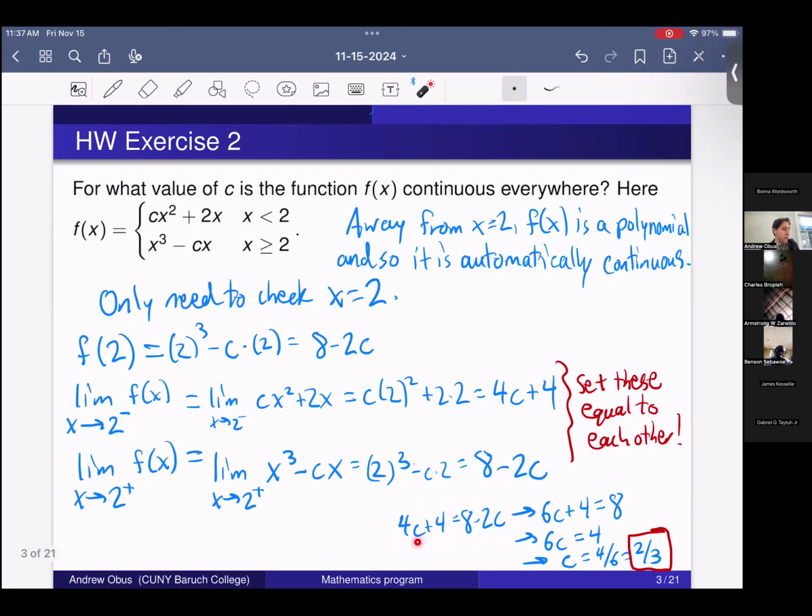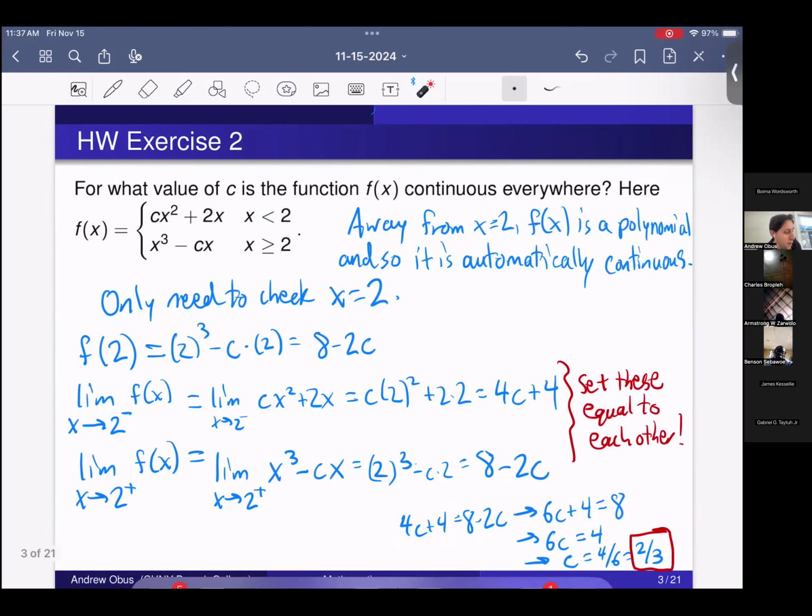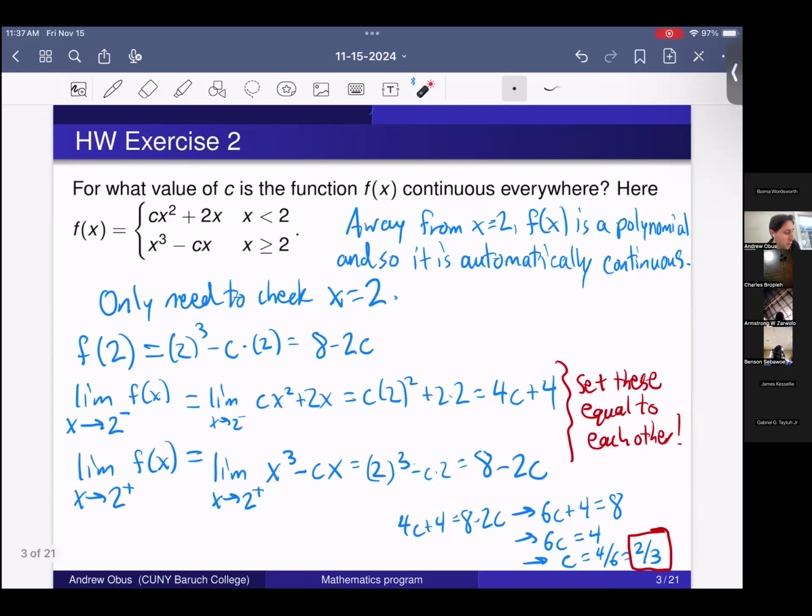And so this is a linear equation. We just think of it for the variables. What we're doing is we're getting all of the c's on one side, and we're getting all the constants on the other side. So I'm moving the 2c over to the left-hand side. That gives me 6c plus 4 equals 8. And then I move the 4 over to the right-hand side. That gives me 6c equals 4. And so in the end, we can solve for c. Okay, I understand. Is that okay? Okay, good. Other questions?